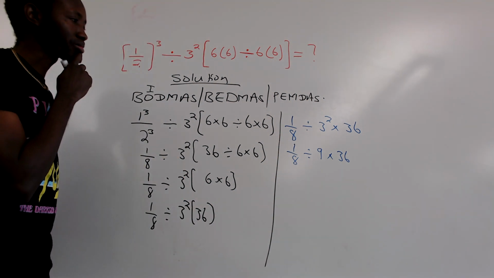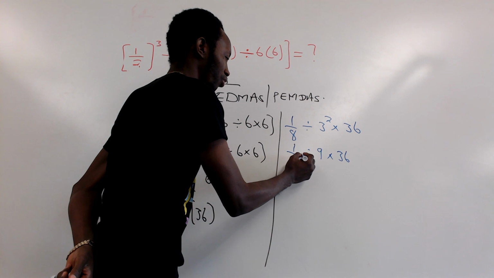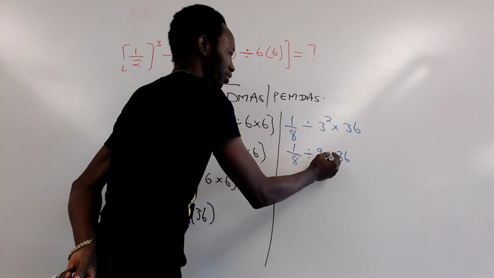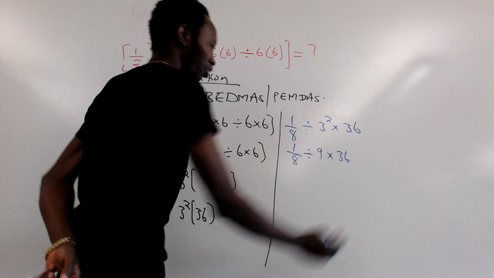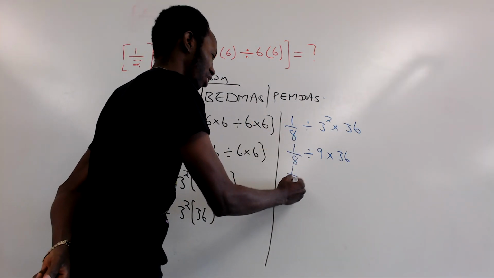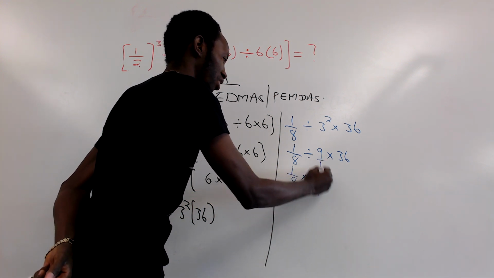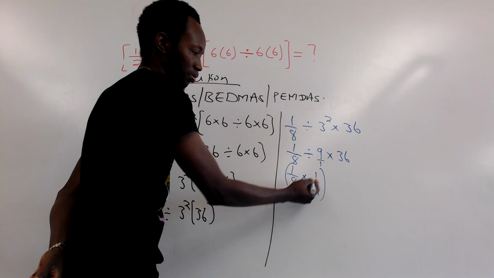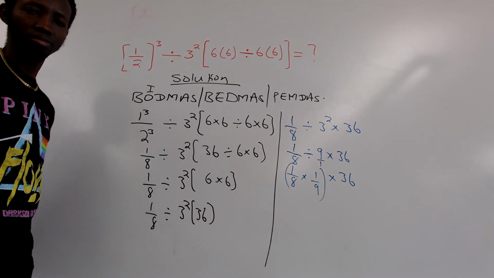Like I was saying, when you have division and multiplication, for you not to move to the wrong step, we always consider the operation from the left towards the right. So we consider this operation, this is going to be 1 upon 8 times, because this 9 is the same as 9 over 1, times 1 upon 9. Because for division, we change it to multiplication, reciprocate, times 36. I think this will make sense.